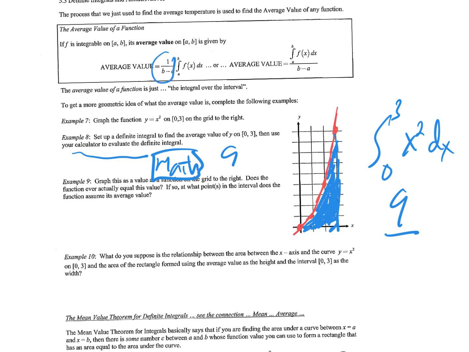Remember how the formula is right there. It's 1 over b minus a, and in this case, b minus a is 3 minus 0, so we're going to divide that by 3. So that'll give me an average value of 3. Okay, and we'll learn how to do that by hand later on.